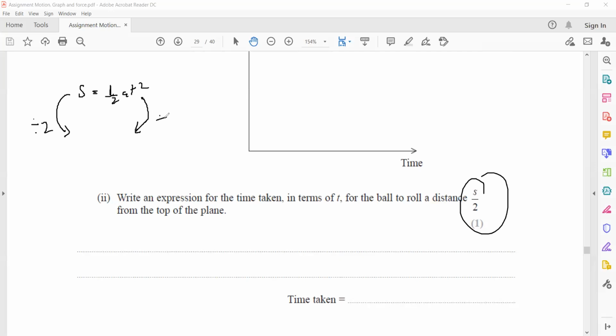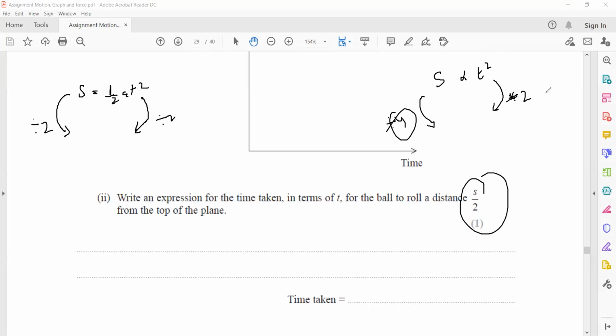If I say this time should be divided by 2, the distance will not be half, the distance will be a quarter. Why? Because half and a are constant, so basically s is proportional to t square. If time is divided by 2, what will happen to the distance? Because it varies with the square, 2 square is 4, so the distance will be divided by 4, so it will not be correct. We want this to be half.